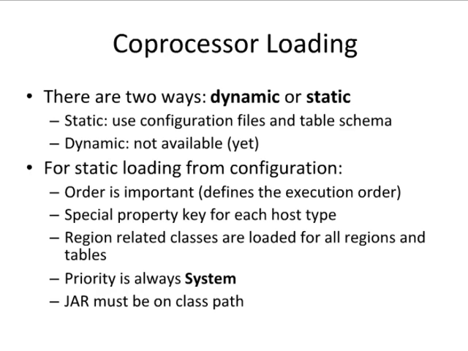The region-related one gets loaded into all of the regions, and the priority is always system. So whatever you have in your config file is automatically system priority, and the jar must be available to the code. And I have an example here, a quick one.